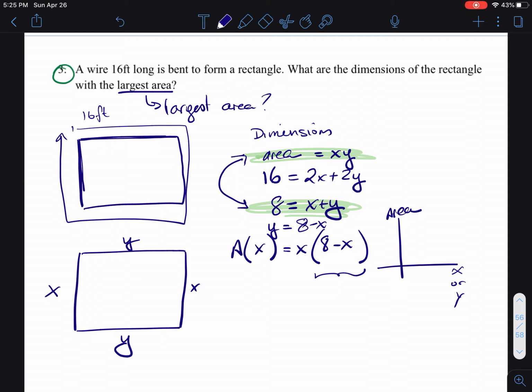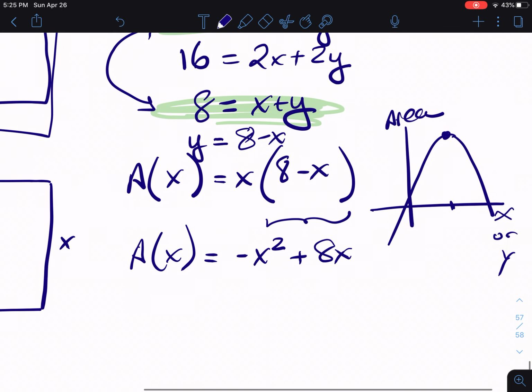Interesting. So in fact, this is looking like a quadratic. Let's see if we can get negative x squared plus 8x, that kind of quadratic. Wow, so it is going to look something like this. Interesting, and we're trying to figure out the value at which the area is maximal. Okay. So wouldn't it be pretty easy to figure out when it's equal to 0? And then the maximum is going to happen right in between.